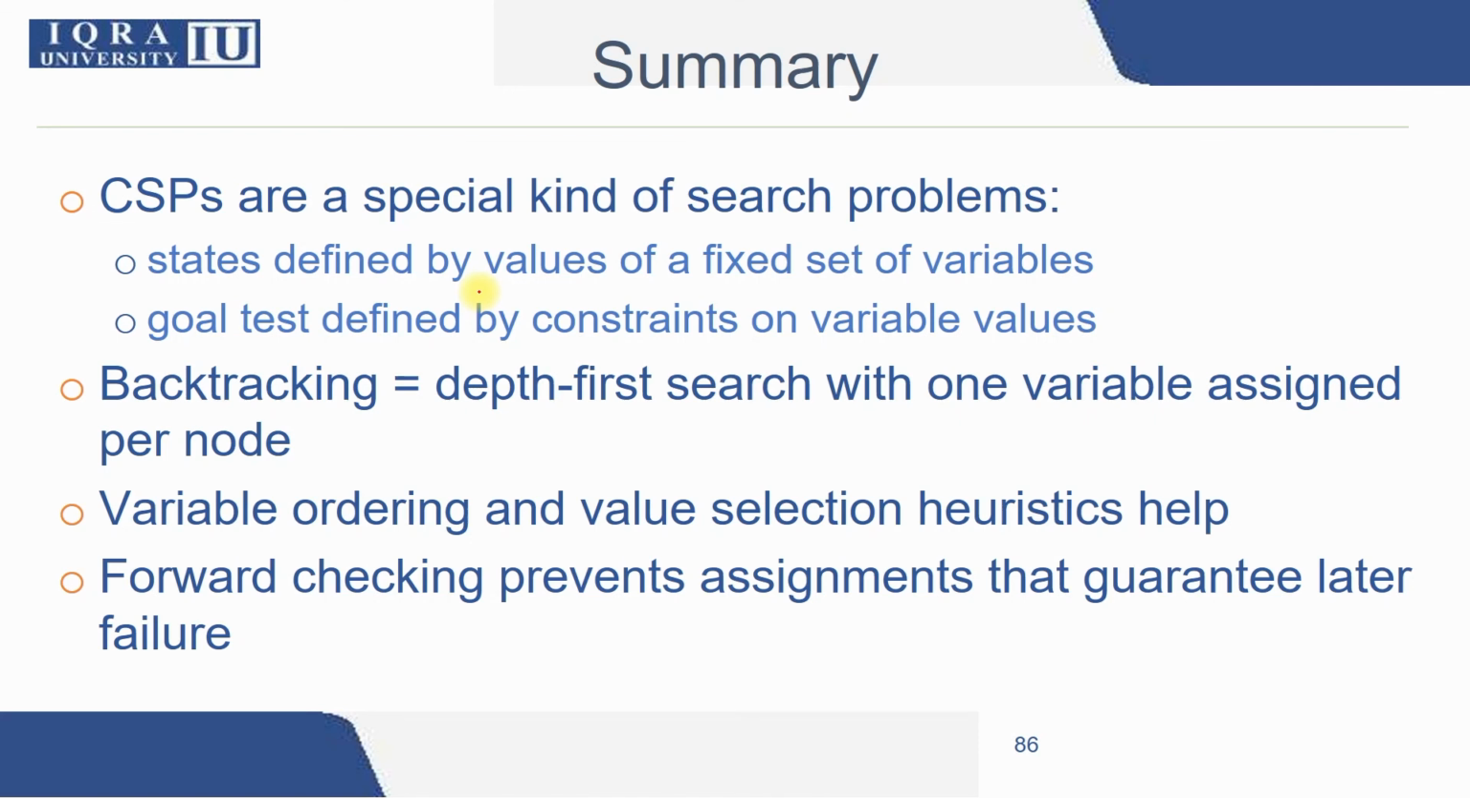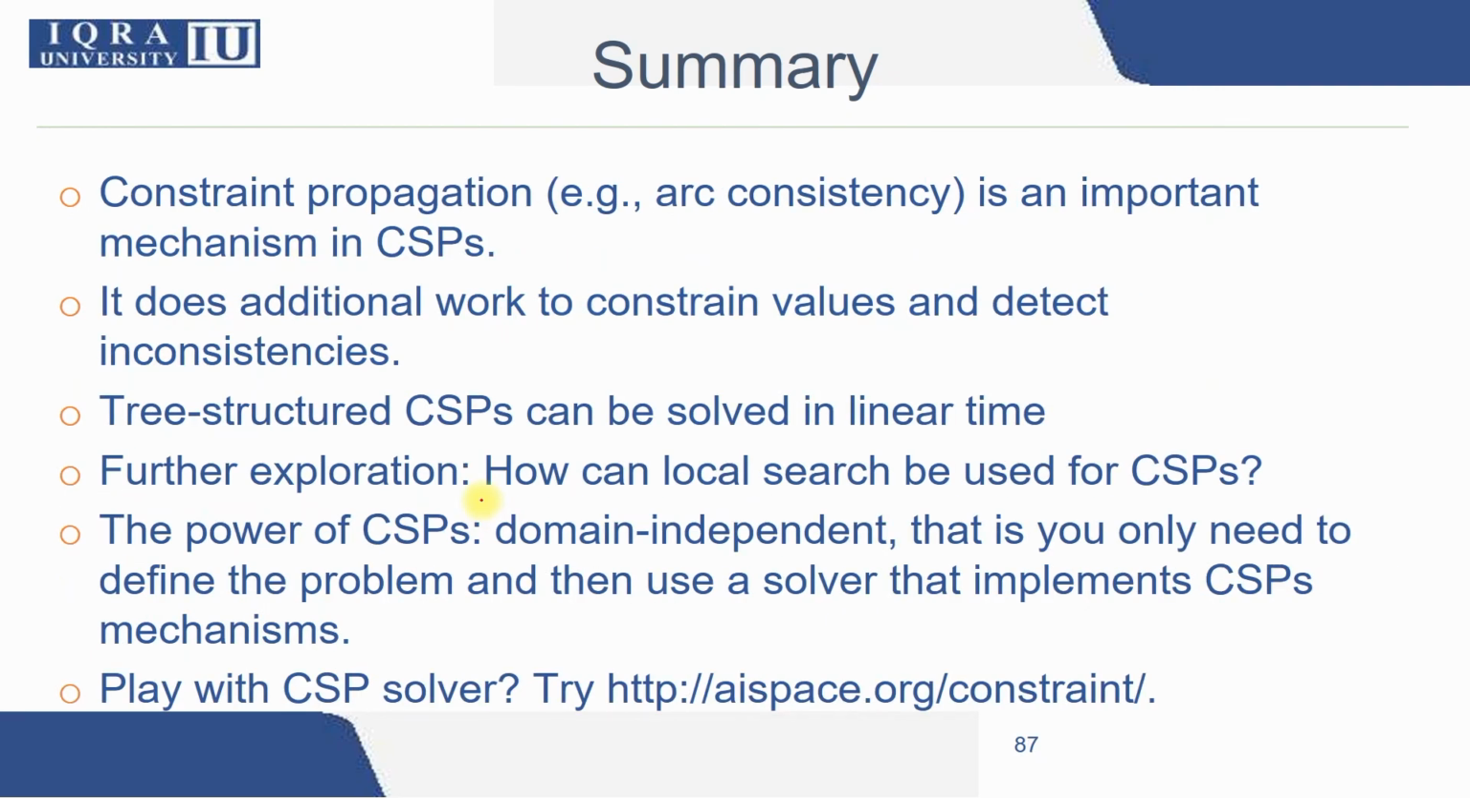So in summary, we have seen that CSPs are a special kind of search problem, where the states are defined by the variables. Our solution is the values assigned to the variables from the allowable domains with all the constraints being satisfied. We saw how backtracking search can be used to solve this, and how heuristics can be used to improve the search. We also saw how we can improve our problem by using different structures.